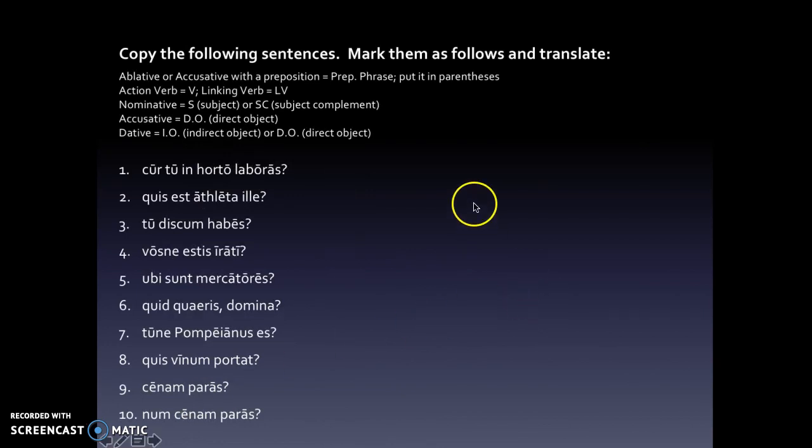All right, let's give it a try. Quick reminder, anytime you have an ablative or accusative and it's with a preposition, put it in parentheses to set it aside. If it's an action verb, mark it as a V, a linking verb LV. If it's a nominative, mark it as your subject or subject complement, assuming that it's following a linking verb. If you have any remaining accusatives, it's your direct object. If you have a dative, remember now you need to pause because if it's going with a special verb and there's no direct object already, you're looking at a direct object. But most of the time it's going to be your indirect object. So copy these words down and then we will look at them together.